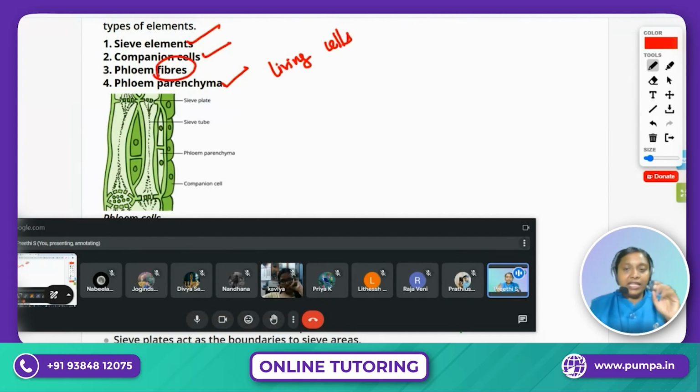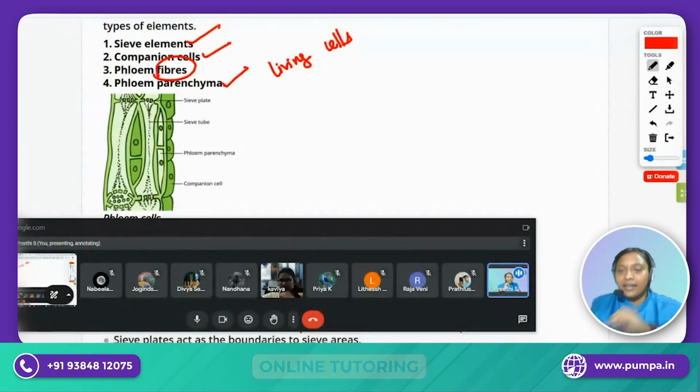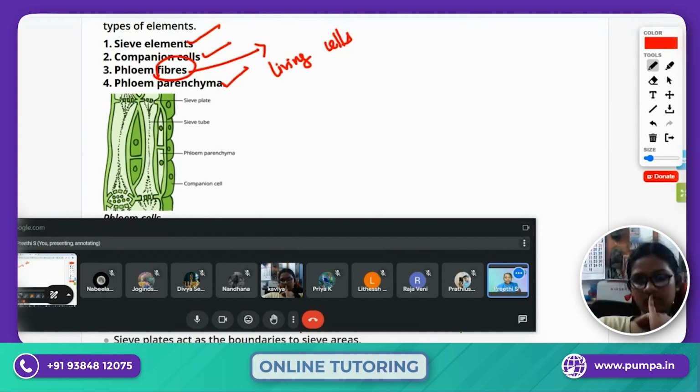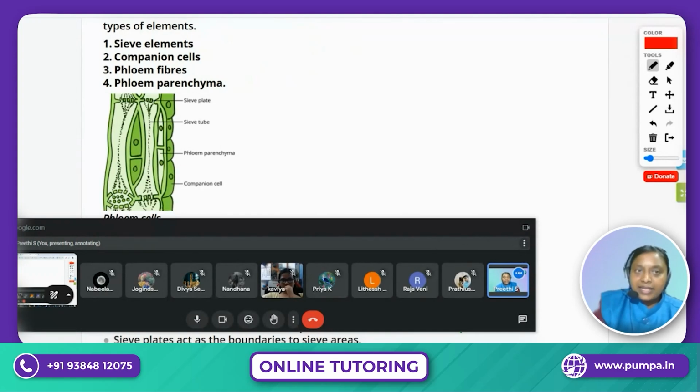Fibers. Even in your 9th grade, you would have learned about sclerenchyma. The well-known example is the coconut husk, right? The hardest plant tissue is the sclerenchyma, and fiber is one type of sclerenchyma. So do you think fibers are living cells or dead cells? Yes, they are dead cells. So in the phloem, except the phloem fibers, all are living components.